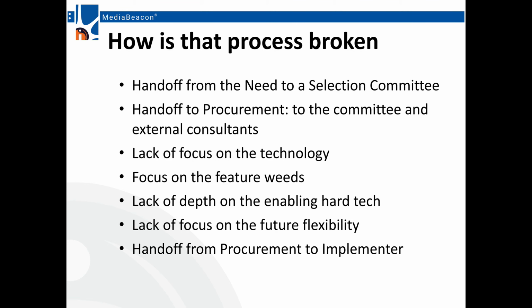Okay, so how's this broken? Okay, let's put it in a list. Handoff from need to selection committee. So there's the need that drives it, then the selection committee loses the flavor. You don't document, you don't say what it's supposed to do, what the success looks like. Handoff to procurement. Once selection has been done, then procurement gets involved and they end up with another set of lists, and so they add more weeds to the weed field, and you lack focus on the technology.